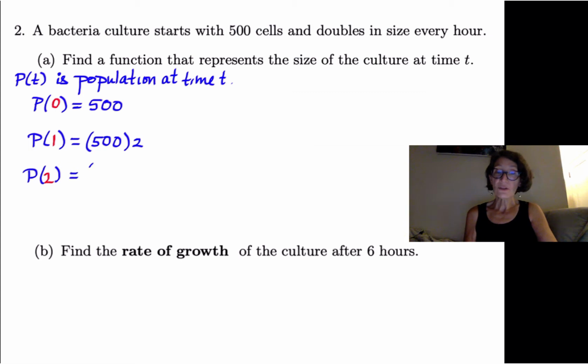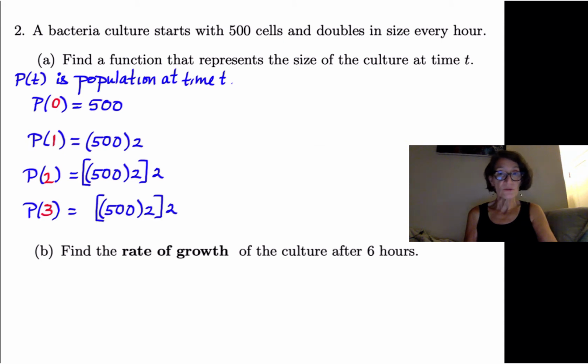And then p of 2 is going to be the previous population, 500 times 2, times 2, because we're doubling again. And then after 3 hours, p of 3 is going to be the previous population, 500 times 2 times 2, doubled. So we're multiplying by 2 again. And notice we do have a pattern.